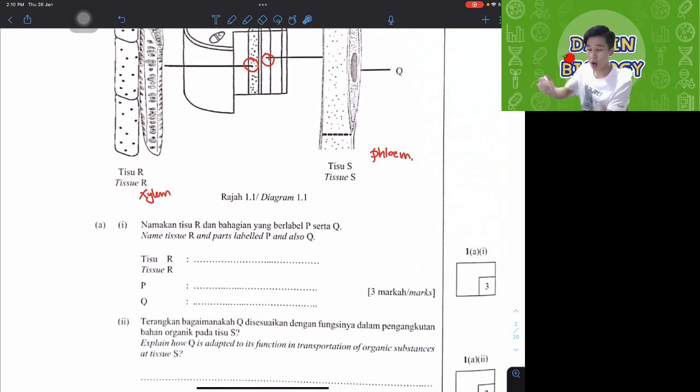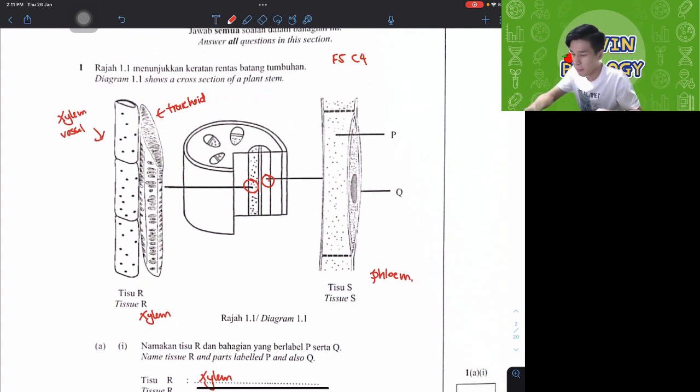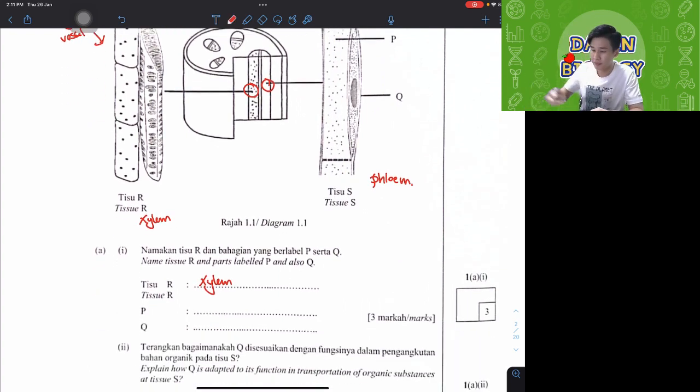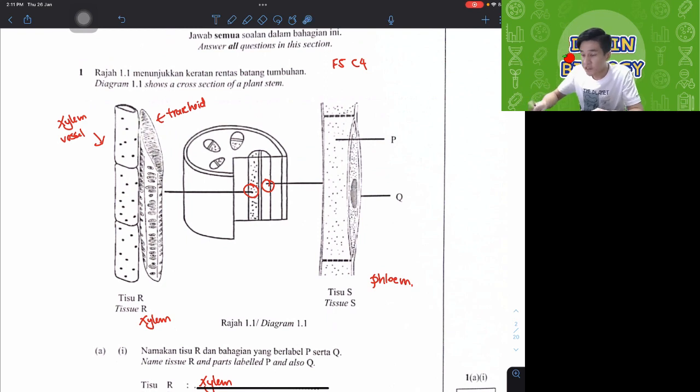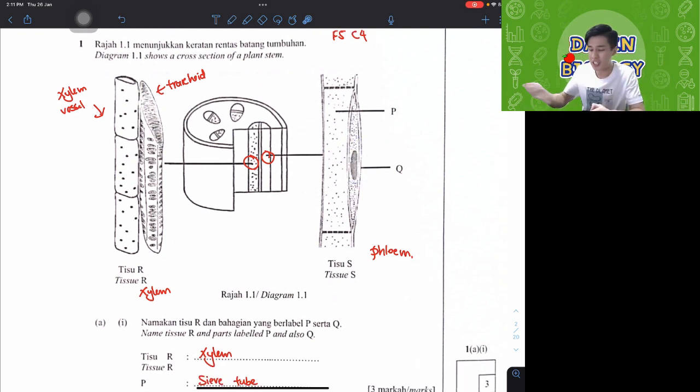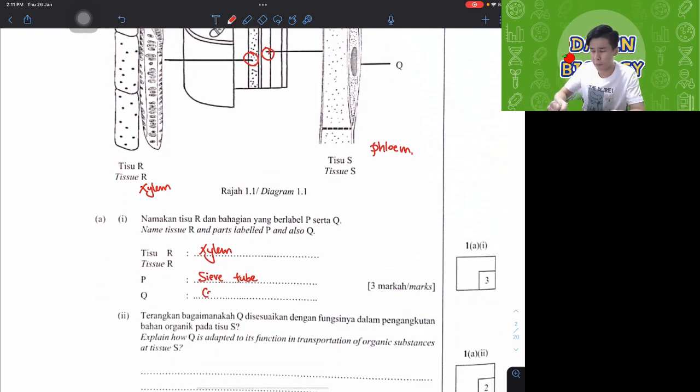Tissue R, we already mentioned, is xylem. And P and Q. Now, the bamboo, where mainly the organic substance, the sugar or specifically the sucrose, flows, is called sieve tube. Tube tapis in BM. And Q is his friend, the companion. In BM it is sel rakan. So in English, we call it companion cell.